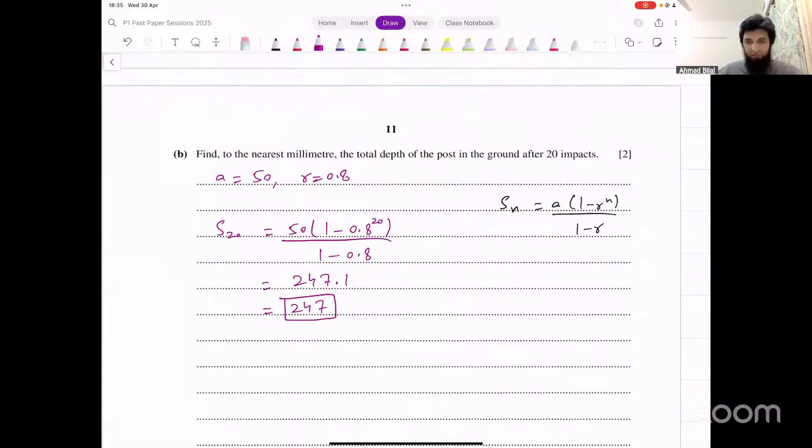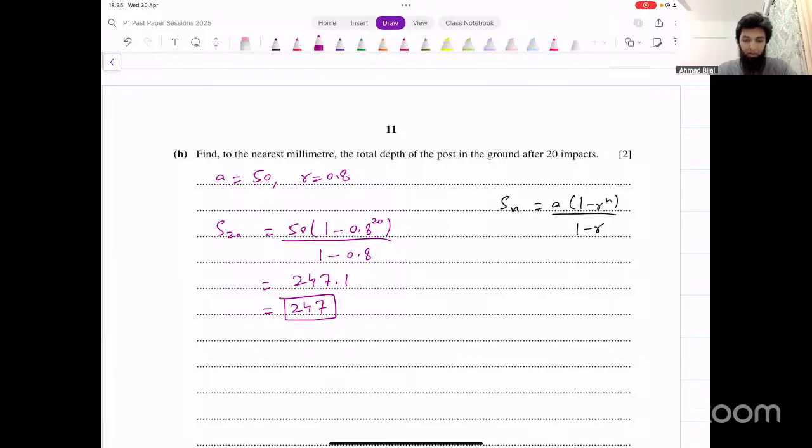Rounding this off here is necessary. The question statement itself says that. That means it's definite that you would lose a mark here if you do not follow that instruction. So you have to make sure that you follow that instruction, and you write the answer as just 247, and that's your final result.